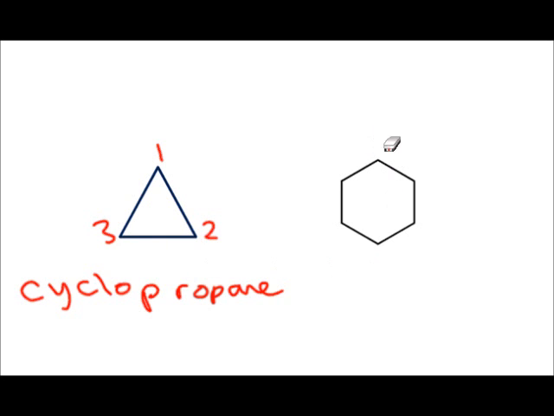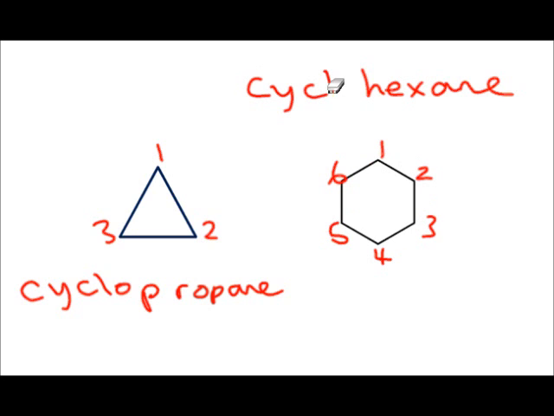In the second example, here we've got 1, 2, 3, 4, 5, 6 carbons in the ring. The stem for 6 is hex, so we'll use hexane. And again, because it's a cyclic alkane, this will become cyclohexane.